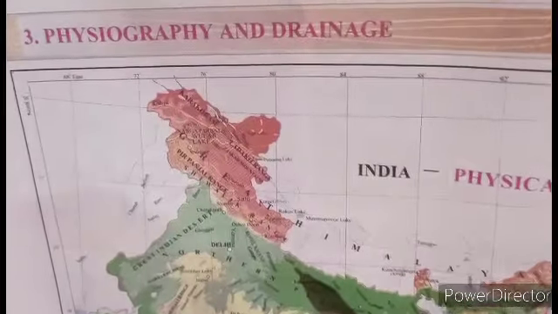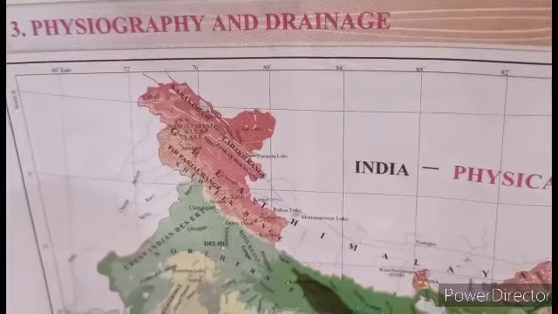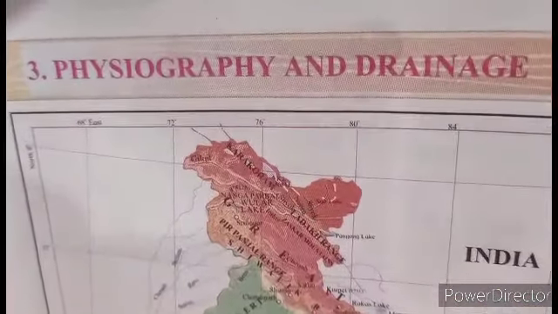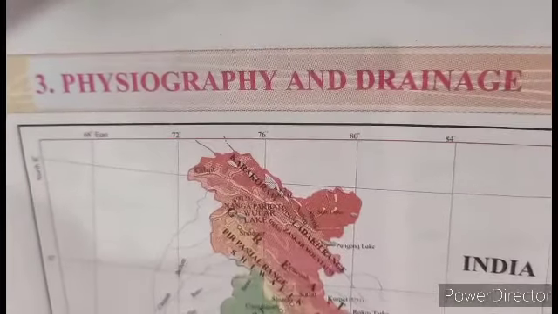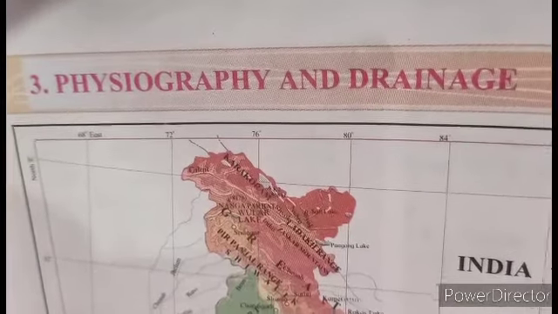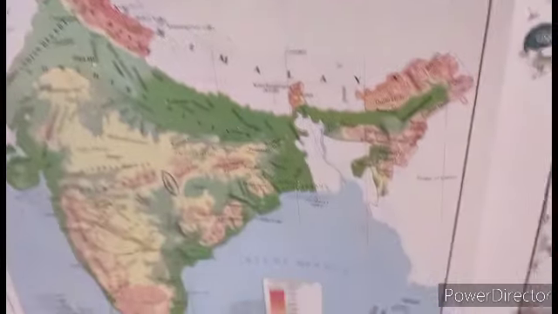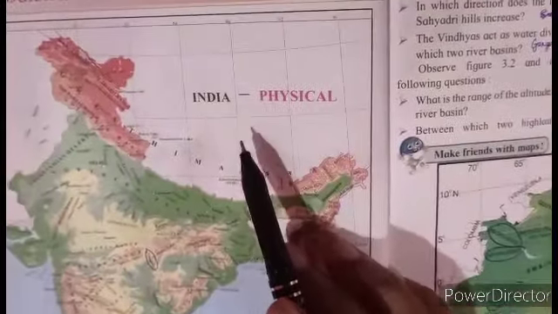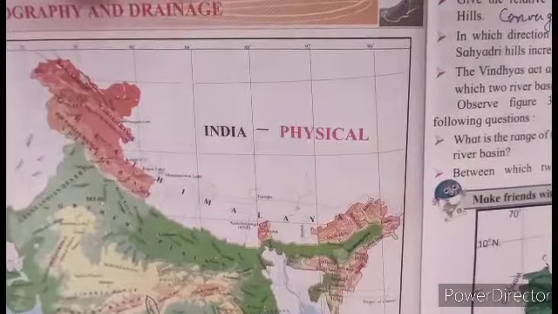Students, now lesson number 3 in your geography book. You can go through the lesson Physiography and Drainage. We have already done page number 14 question answers which are based on the physical map of India. Today we are going to study about the geographical explanation of our country India.